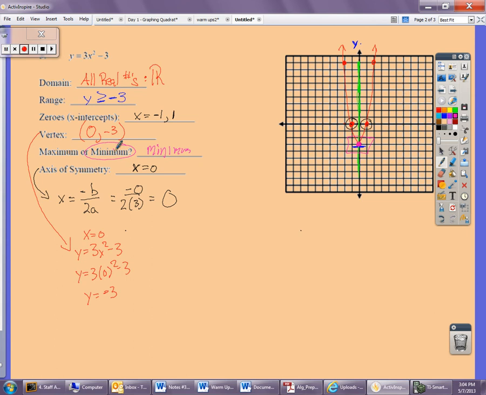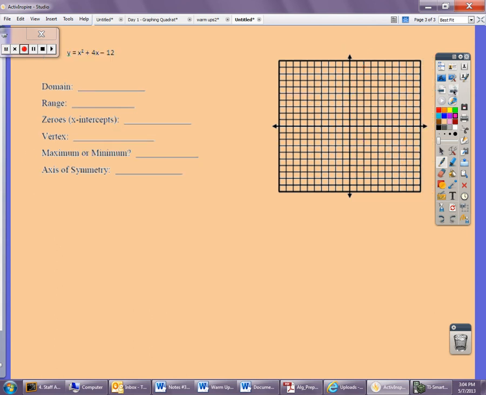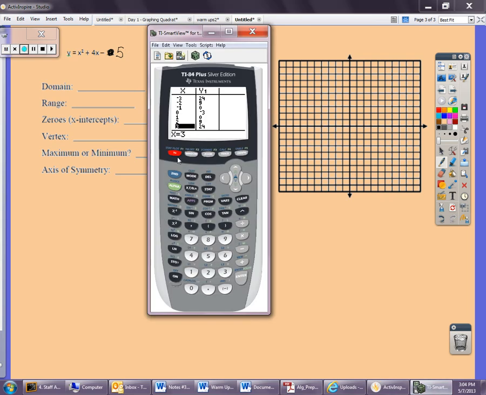So if we look at example number 4, we're actually going to change this minus 12 to minus 5. Should make the graph a little bit better. Hopefully it'll fit onto our chart. So if we do x squared plus 4x minus 5, look at our graph. So now we have our graph here.